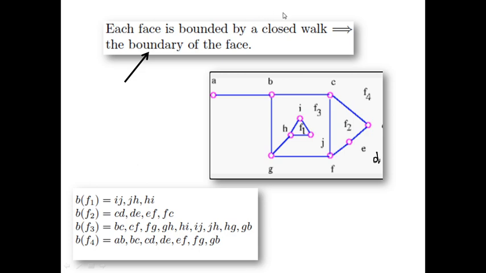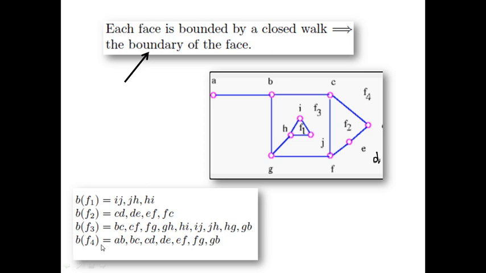And if it is a closed walk, then you start with this BC, right? Here I have just written the open walk. Just start with BC, CD, DE. If the initial and the final vertices are equal, then we can say it is a closed walk. So the boundary of F4 is BC, CD, DE, EF, FG, and GB.